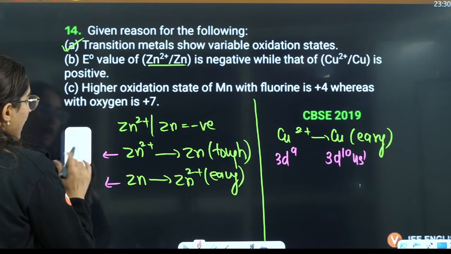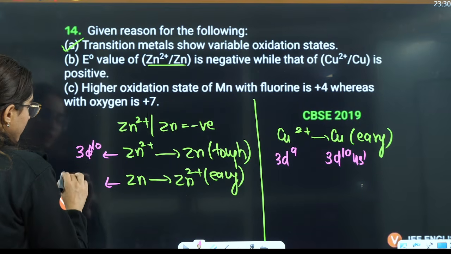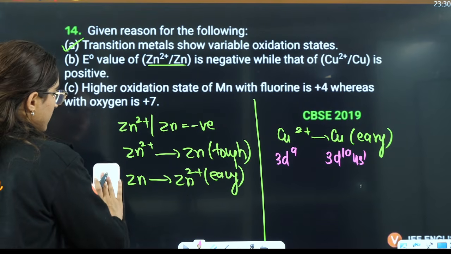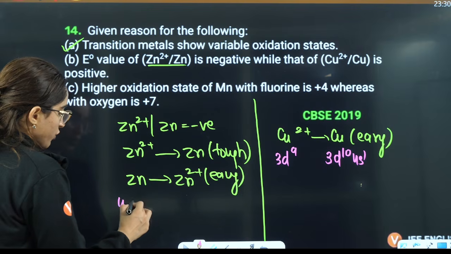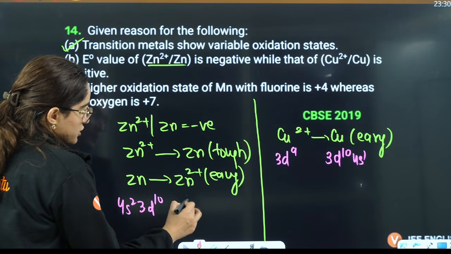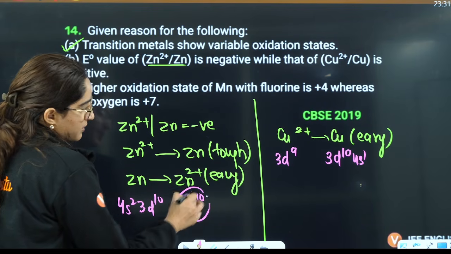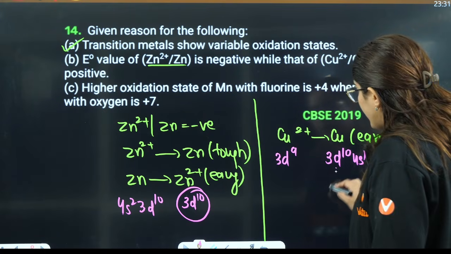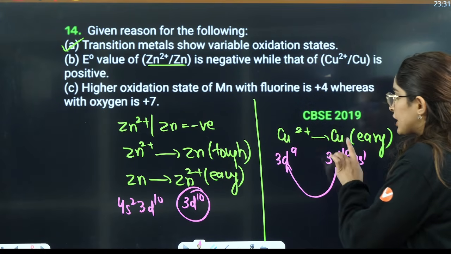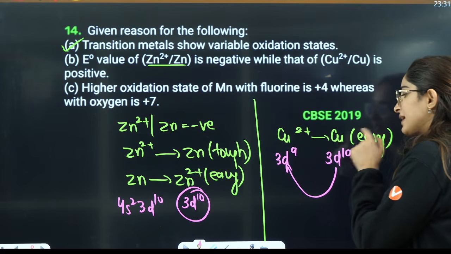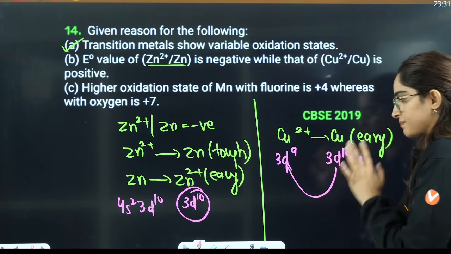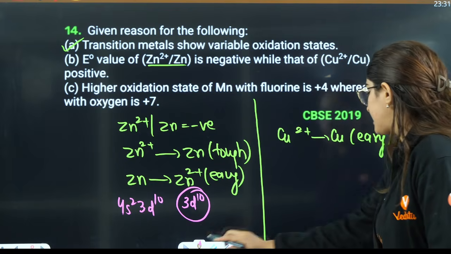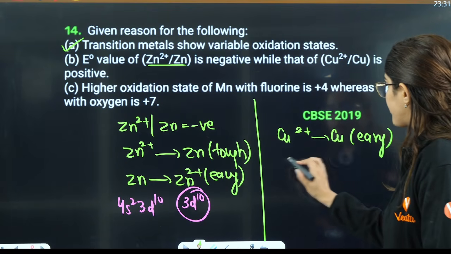Sorry, Zn2+ is actually 3d10 and zinc is 4s2 3d10. This is easy because 4s2 3d10 becomes 3d10, which is a stable configuration. Here it is being converted to an unstable one. So Cu to Cu2+ will not happen, and that is why the opposite one is easy. See, if I say this is easy, that means this is tough.